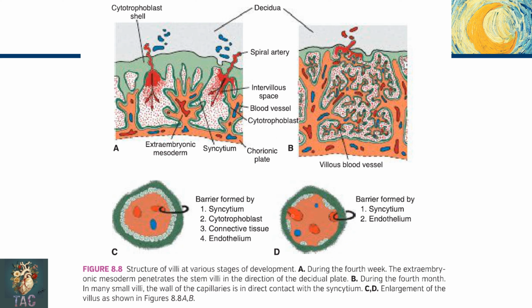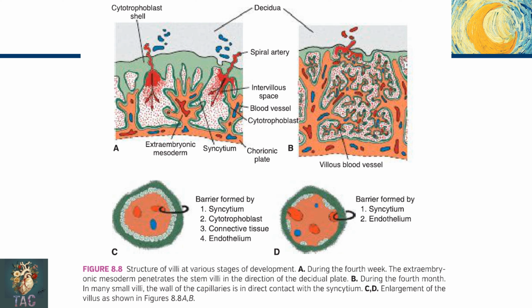Also in this diagram you can see this is the stem villi or anchoring villi, which is present in the center, where the mesenchymal core is present, in which the fetal blood vessels are present. It is covered by the cytotrophoblast and syncytiotrophoblast. This is the intervillous space, and in this space you can see the maternal blood is entering through the spiral arteries.